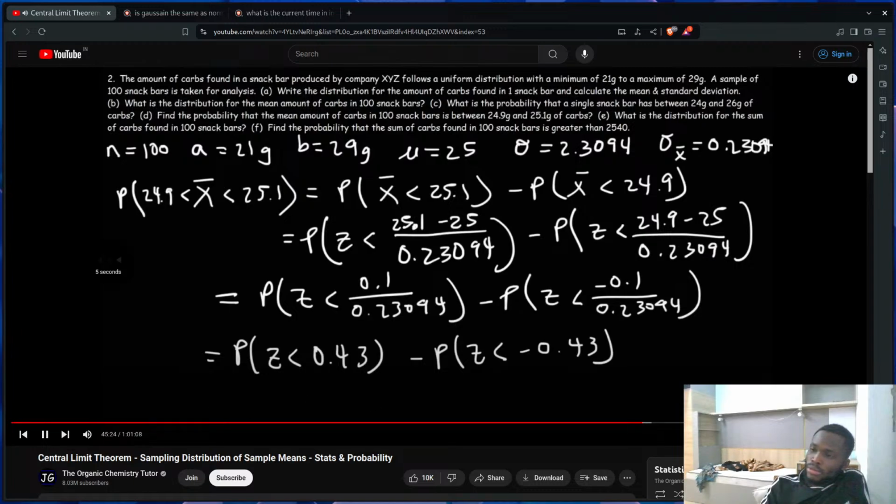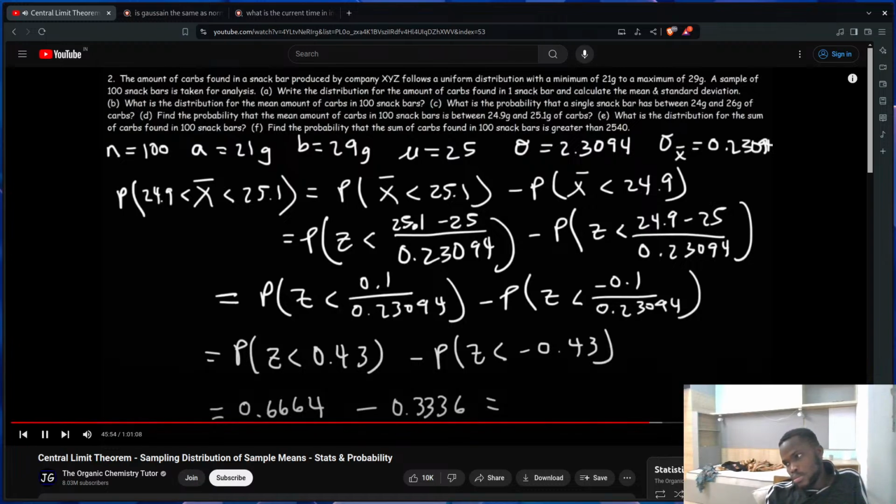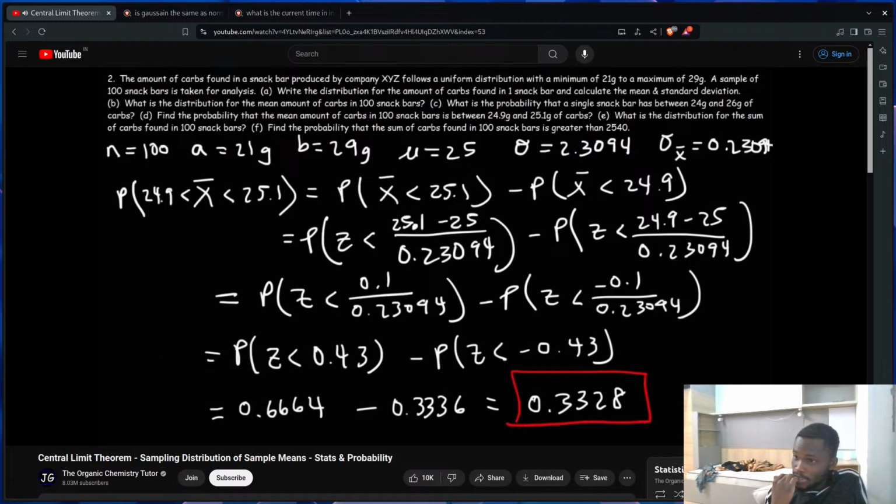The negative 0.1 divided by the same number is going to be negative 0.43. So now, using the z-score table, if you go to the positive z-score table, 0.43 gives us an area of 0.664. This is the area to the left of 0.43. Now the area to the left of negative 0.43 for z, we need to go to the negative z table. So that's going to be 0.3336. So taking the difference of these two numbers, this will give us the probability that we're looking for, which is 0.3328. So this is the answer for part D.